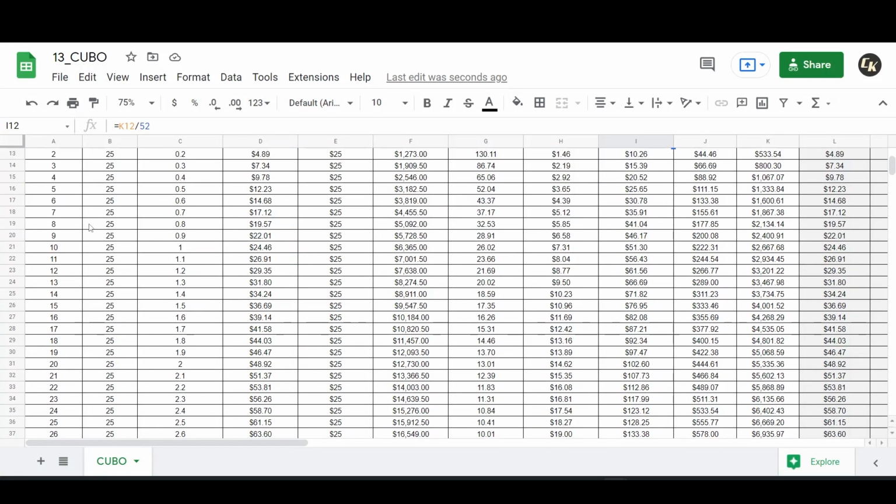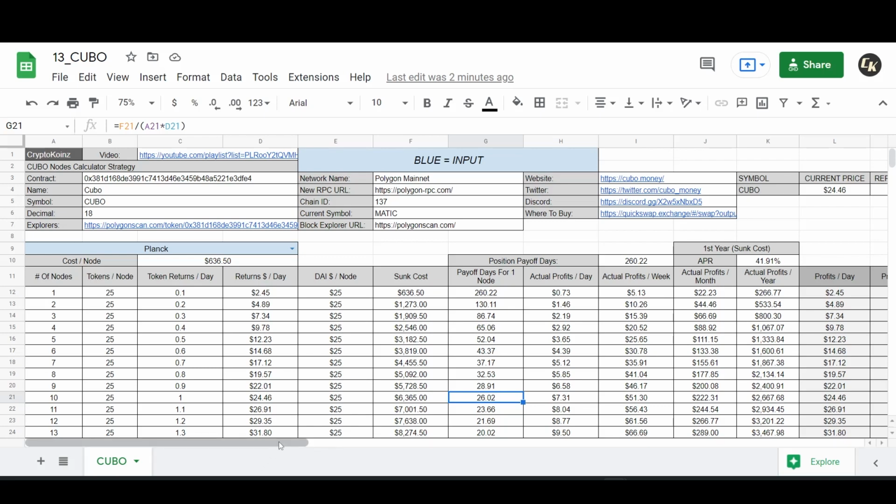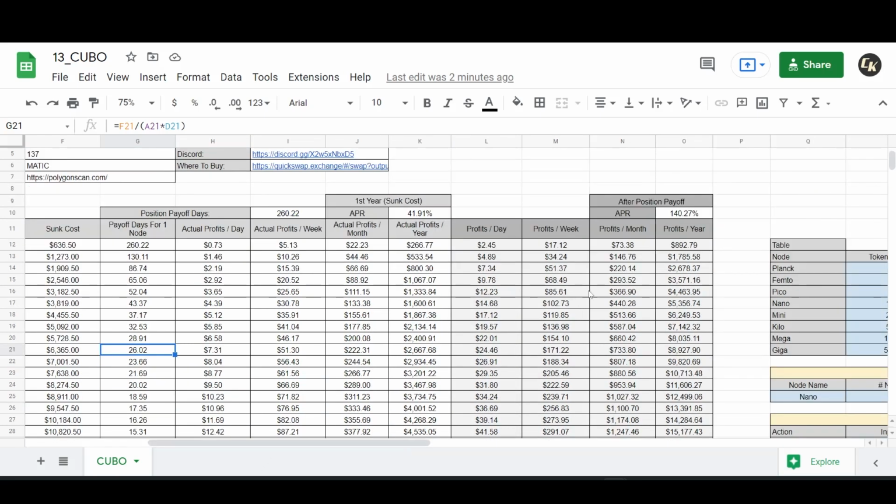That's about a 42% return on your investment there, APR, for the first year, assuming you don't buy any additional nodes. And if you have more nodes, it gives you the breakdown here of what you will be earning there and how long it will take to get a new node. If, let's just say, for example, you have 10 Plancks, it will take 26 days for you to be able to afford one new node.